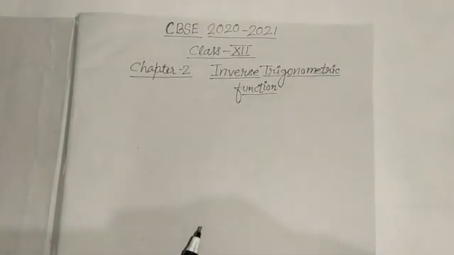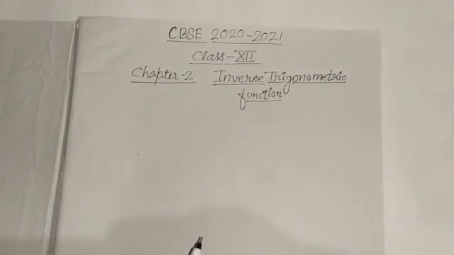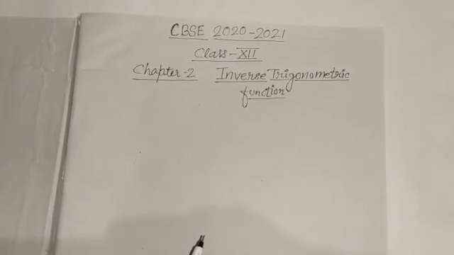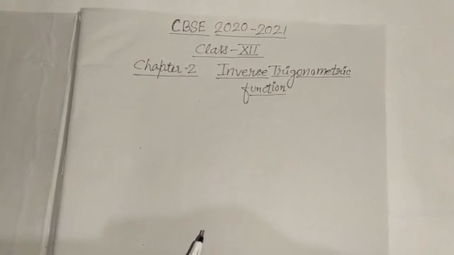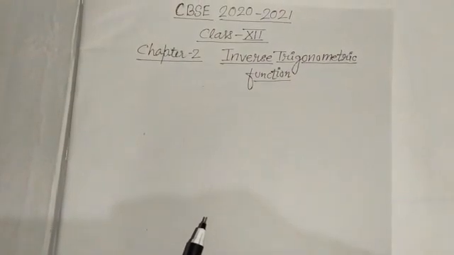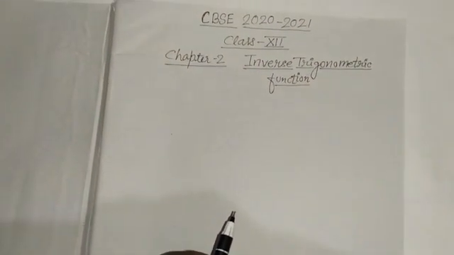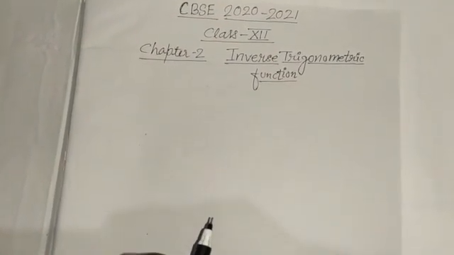Hello students, I am going to start chapter 2. This chapter is inverse trigonometric functions. In this chapter we have to discuss the inverse of trigonometric functions and how you find the principal value of the trigonometric functions. Before this, first you remember the inverse of a function.